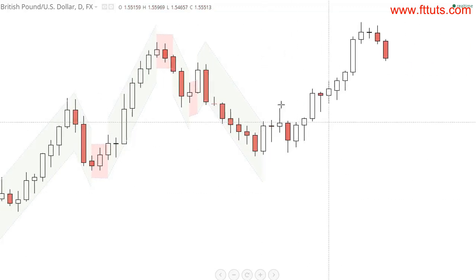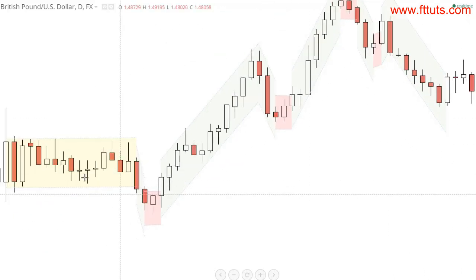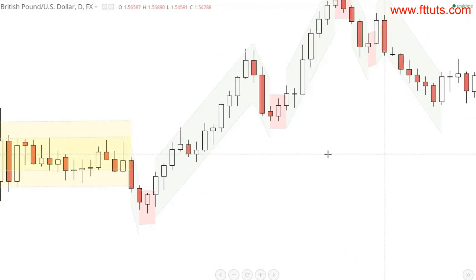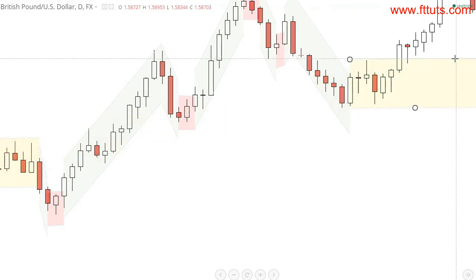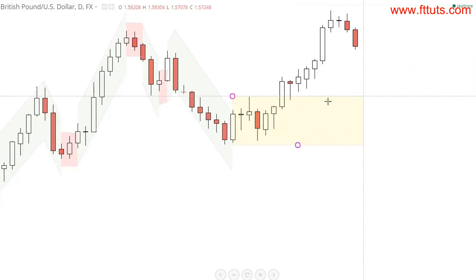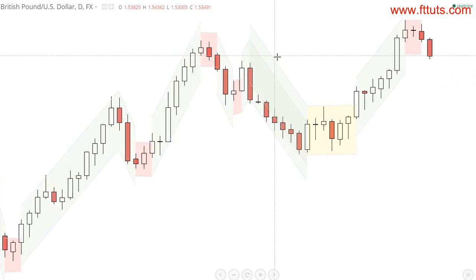And then what do we get here? Here we get some ranging. So let's grab one of these. It's a very small range. It doesn't last very long, but we get some ranging, and then the ranging is followed by a bullish trend, which is then followed by a transition, which is followed by, at the moment, what looks like the start of a bearish trend.